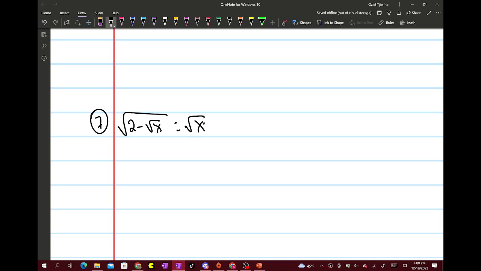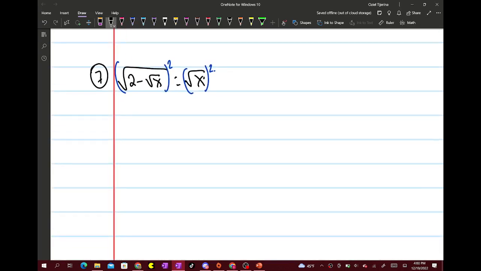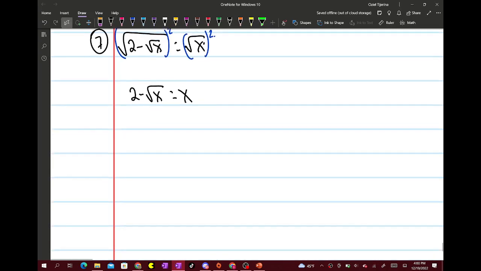So what we're going to do is go ahead and square both sides, right? And then we have 2 minus the square root of x equals x, right? So then let's see here. We would go ahead and subtract 2 on both sides. This would be negative square root of x equals x minus 2.